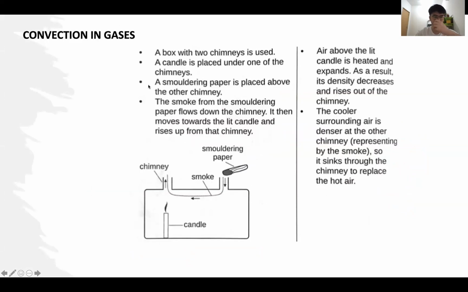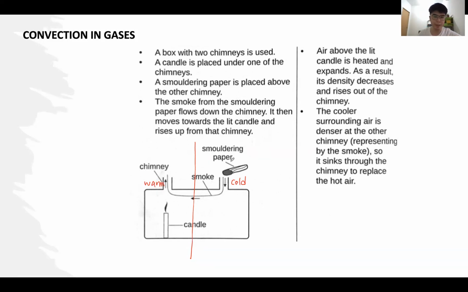Convection in gases. A box with 2 chimneys is used. A candle is placed under one of the chimneys. So this is to heat up the gas. Here I draw a vertical line again. We have warm air on the left, and we have cooler air. The smoke is just to show the trace, to show where the air is moving. Because without the smoke, you cannot see.